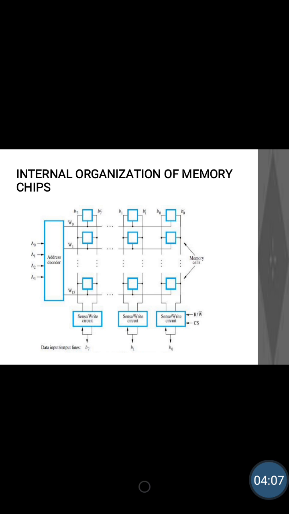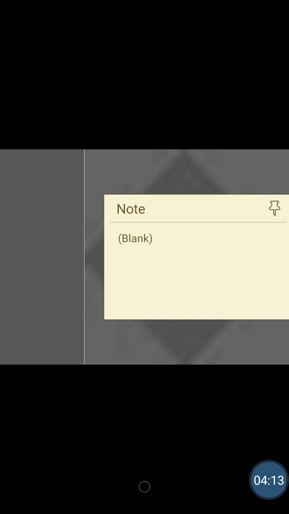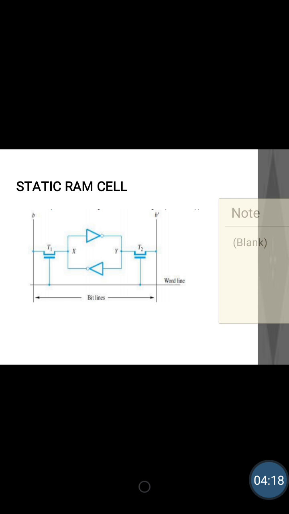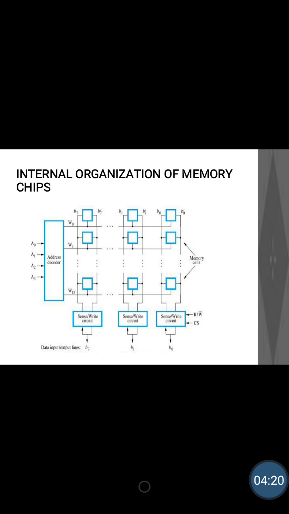During a write operation, the sense or write circuits receive the input information and store it in the cells. The bus already contains the data, and that data is taken and stored into the cells of the activated word line. This is how a write operation takes place.